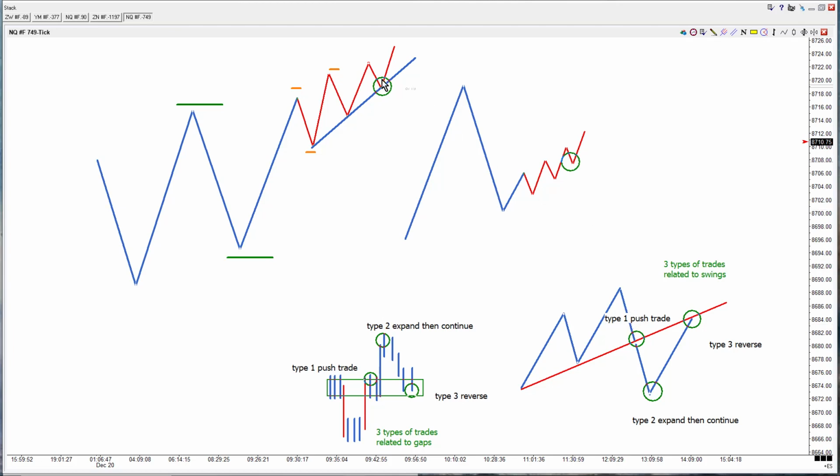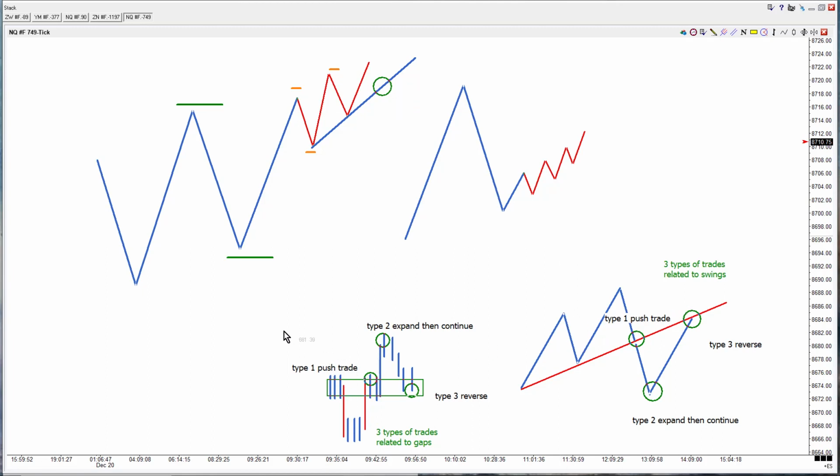Now type 2 is when these swings, say, expand, right? See, it's bigger, it's bigger, it's bigger. They expand. I call this expand, then continue. All right, so expand and then continue on its merry way. And a type 3 is when you go ahead and break, you come back, and it's an actual reversal. It's an actual reversal. And this can be applied to a line, it can be applied to a gap.